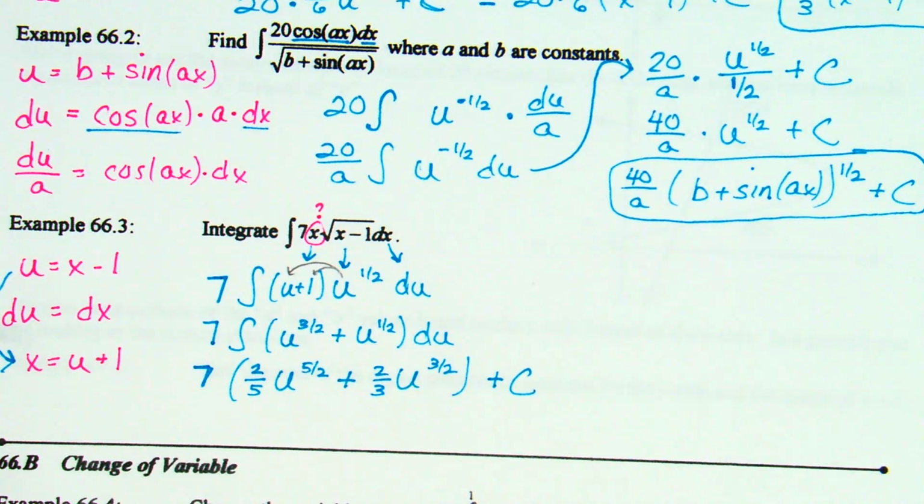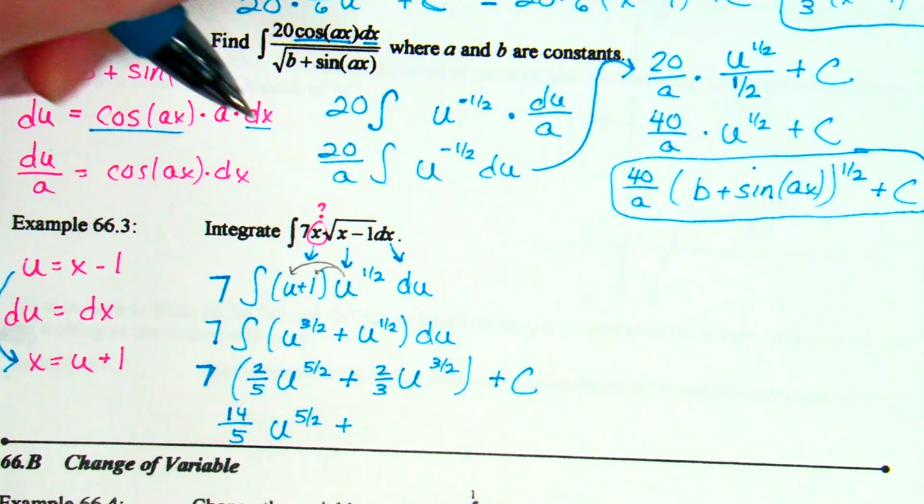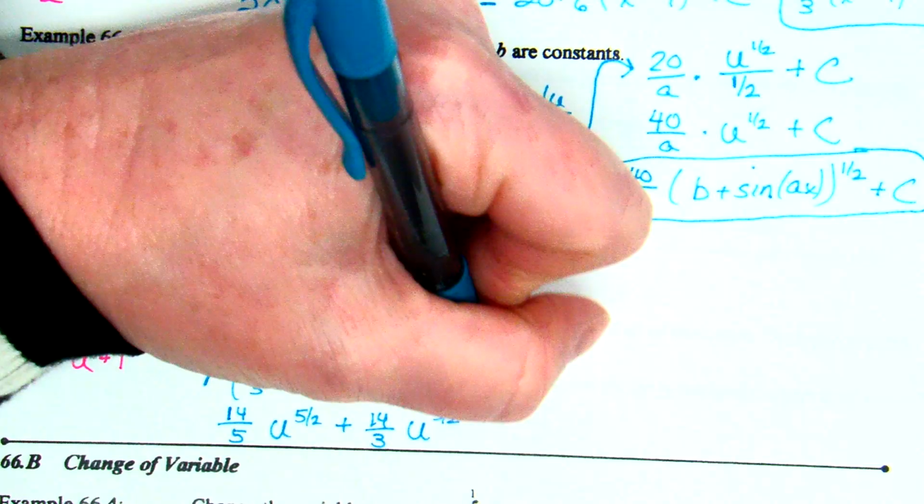The one step left we have to do is, my problem starts off in terms of x, my answer needs to be in terms of x. The other thing I did is I did multiply the 7 in. Not that you'd have to, but I did multiply the 7 in. If we multiply the 7 in, what's 7 times 2/5? 14/5 u to the 5/2 plus 7 times 2/3, 14/3 u to the 3/2.